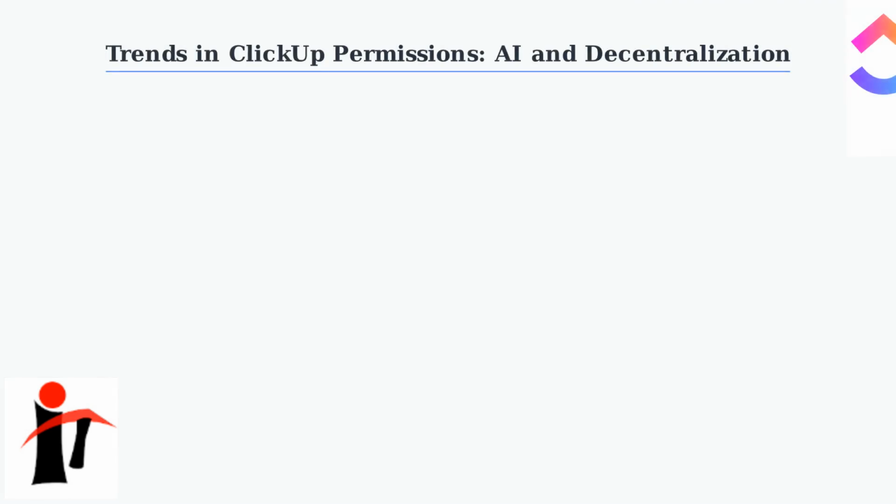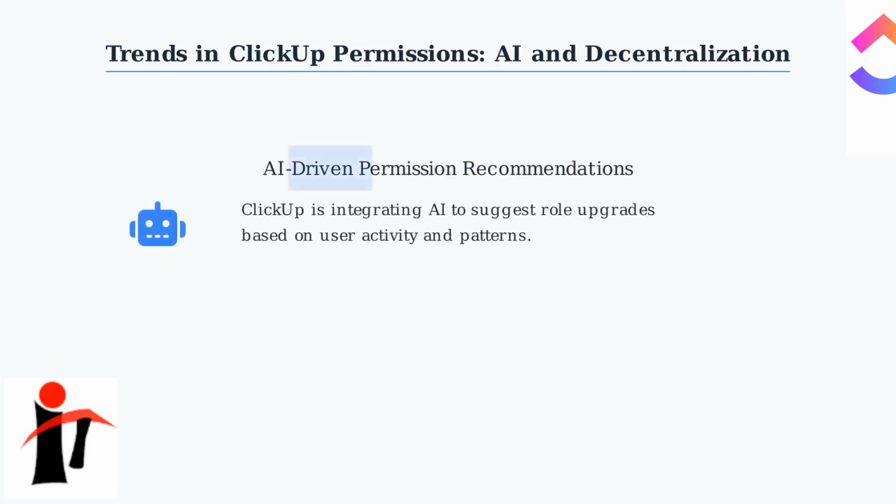ClickUp's permission system is evolving with emerging trends like AI integration and decentralization. These changes are making team management more efficient and adaptable to modern work environments. One major trend is the increasing use of AI for permission recommendations. ClickUp's Smart Roles feature analyzes user activity to suggest appropriate role upgrades, reducing administrative overhead and ensuring users have the right access levels.